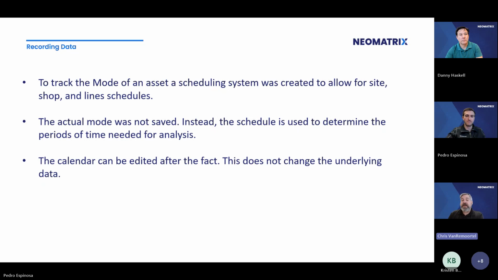So also that can be edited after the fact. In essence, it acts as a mask over the raw data so that we can exclude anything that's happening at lunch or at 2 in the morning. If for some reason maintenance is working on it when the plant is down, we don't want that data to influence our metrics.